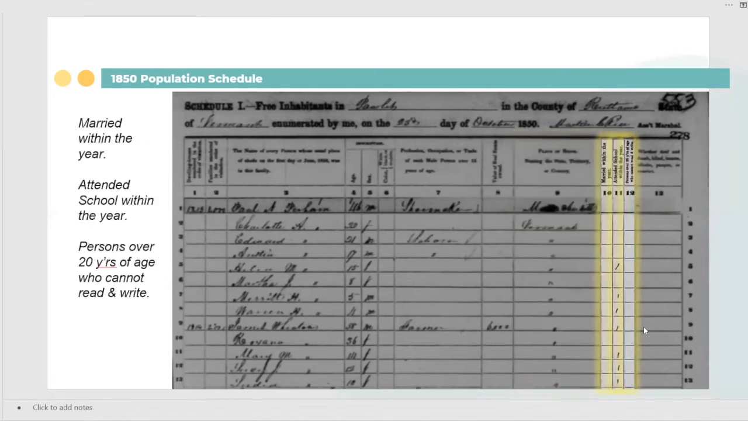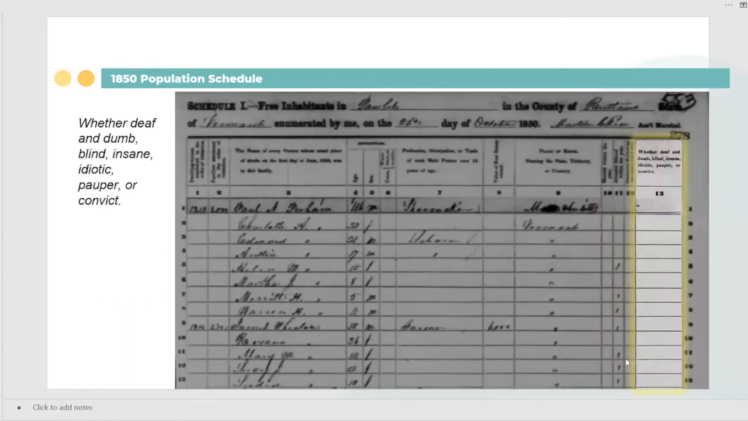Married within the year, attended school within the year, and persons over 20 years of age who cannot read and write. Again, these kinds of things tell you a lot more about the area around your family than just about your family itself. Maybe everybody in the family could read and write, but if you have a lot of children in the area who did not attend school within the year, that tells you that we probably either lack a schoolhouse or lack a teacher. If you have a lot of people in the area who can't read and write, same thing may apply. Also it could be that it's just a really poor area, and if you have to choose between farming to feed your family and sending your kid to school, unfortunately, it was a very real part of life to have to make that choice.